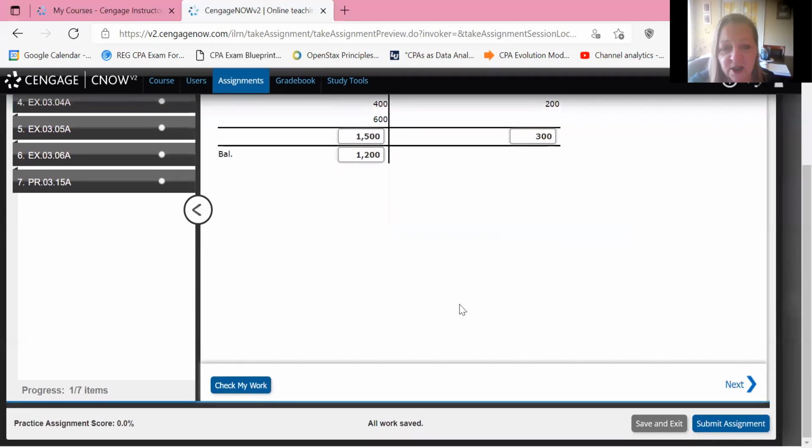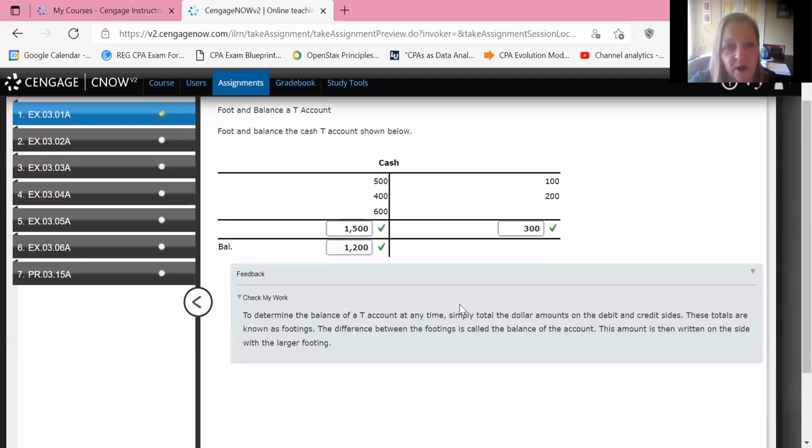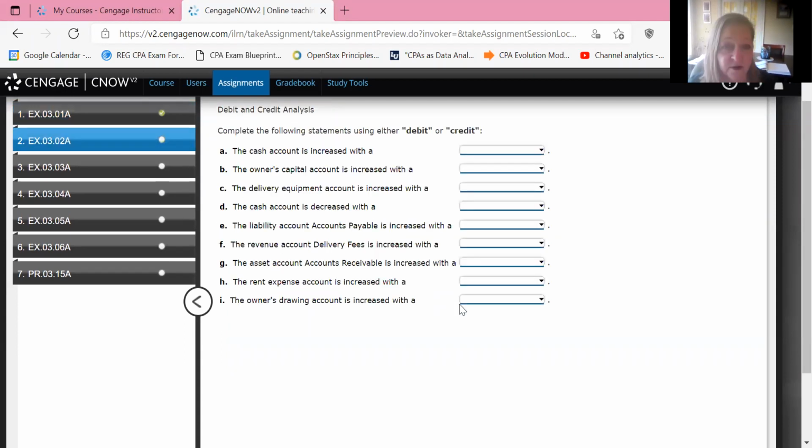So assuming I did it right, it's good. But instead of just clicking on, you know what I'm going to do. I'm going to check my work and see if I got a problem here. Hey, it's beautiful. No problem. So then I go to the next one.